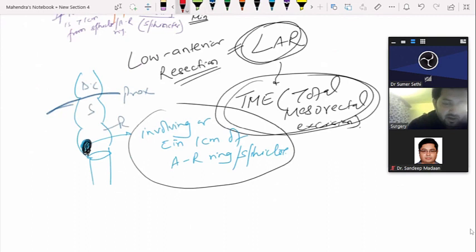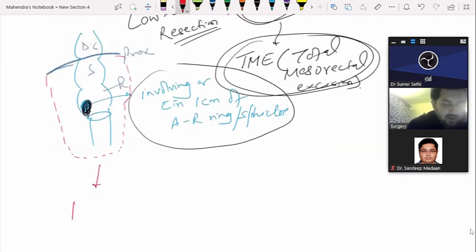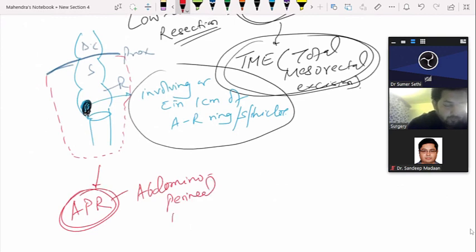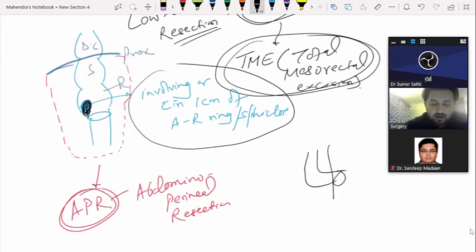Distally, now if it is involving the sphincter, then you have to take out the whole rectum along with the anal canal. So this surgery is known as APR, abdominoperineal resection. When you do this APR, then you don't have anything down there, okay? You remove even the anal orifice. So you need to make the descending colon a permanent stoma.